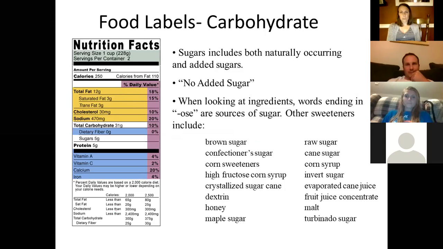One of the other subgroupings is sugar. Sugar occurs both naturally and is added. So if a food says that there is no sugar added, that does not mean that there is no sugar in the food. It could have sugar substitutes, or it could also have natural sugars found in that product. When you're looking at the ingredient list, anything that ends in OSE is a form of sugar, and anything on this list is also a hidden sugar found in the product.